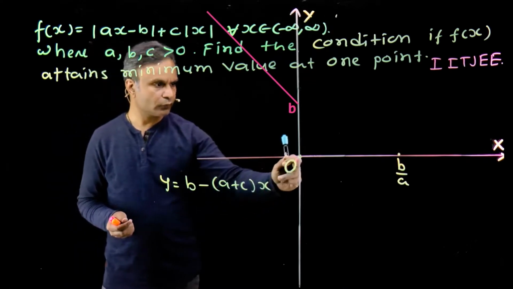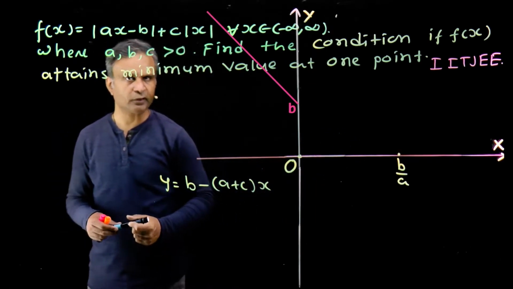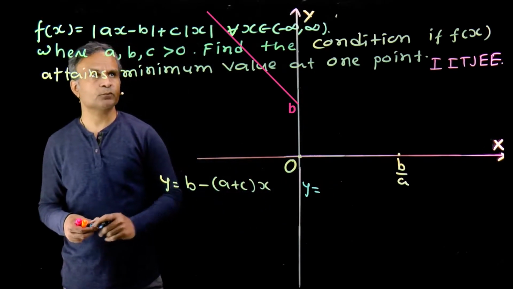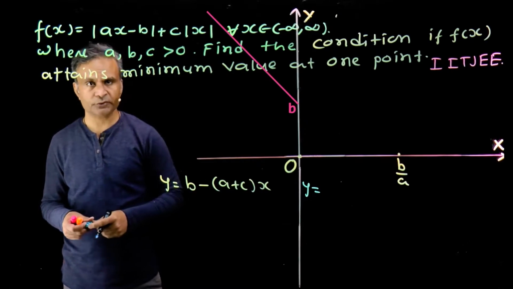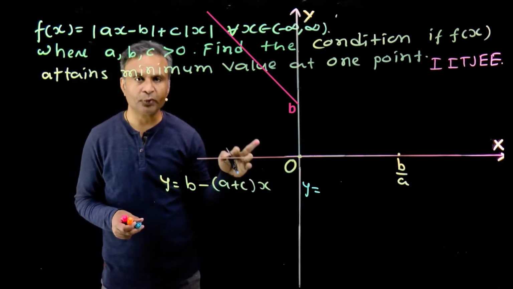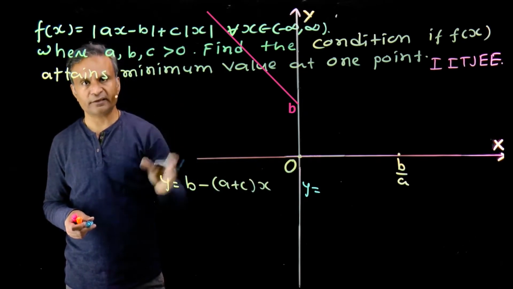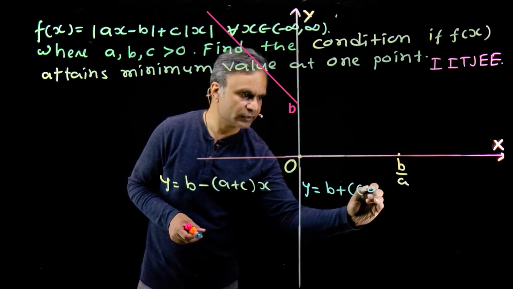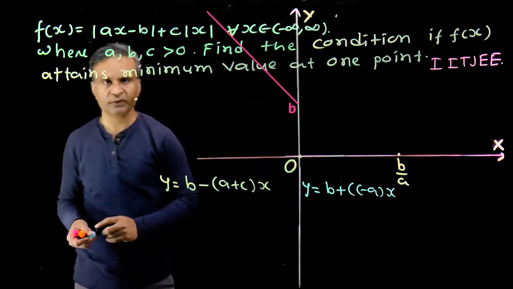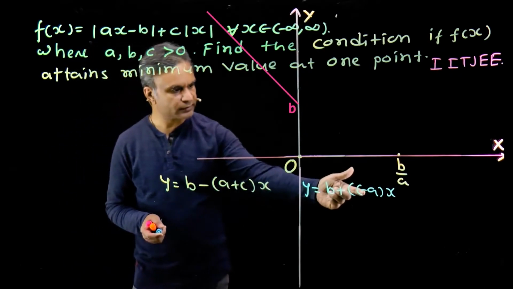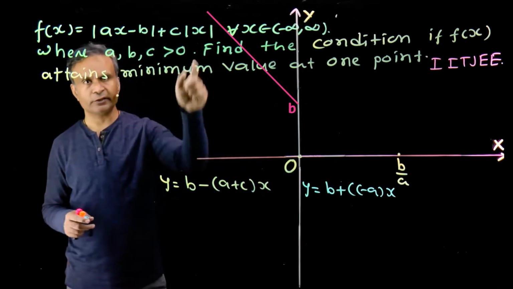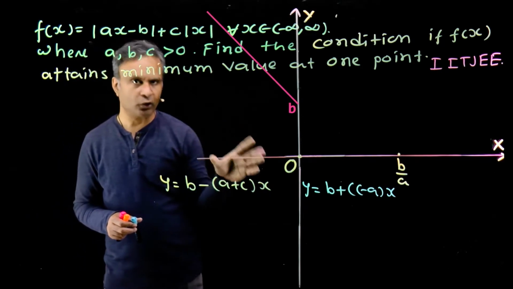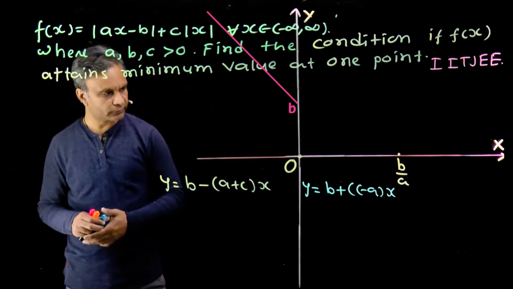Then what will be branch function for this region? It will be y is equal to modulus of x will be x, because now x is positive, but x is less than b upon a, so this will be b minus ax. So y will be b plus (c minus a) into x. Straight line having slope c minus a and y intercept b. In fact, this is continuous function. Function is continuous, it is just non-differentiable at these two places.